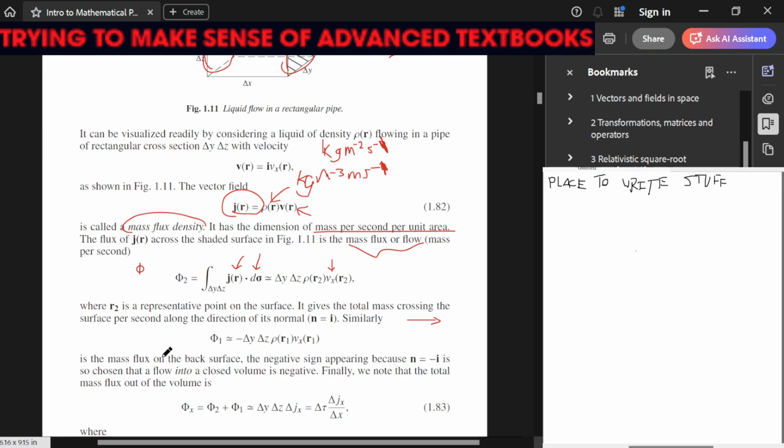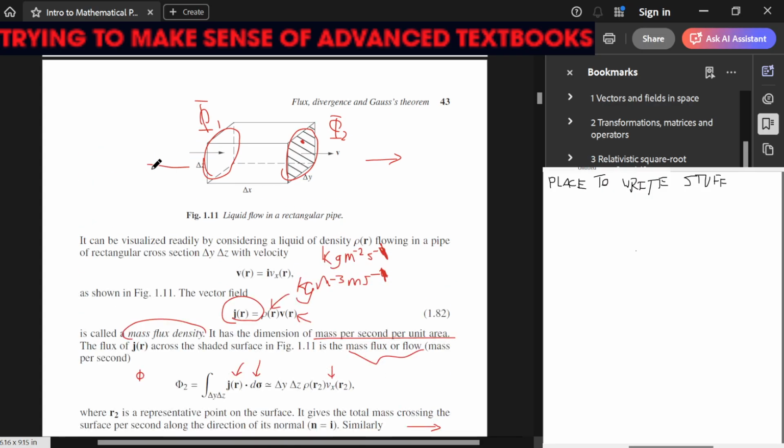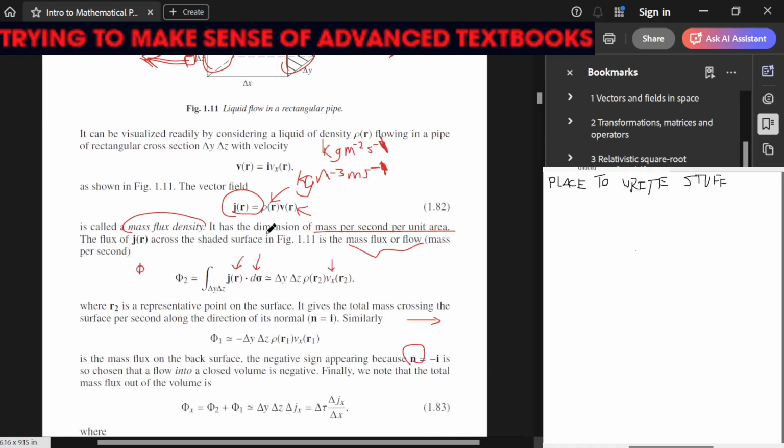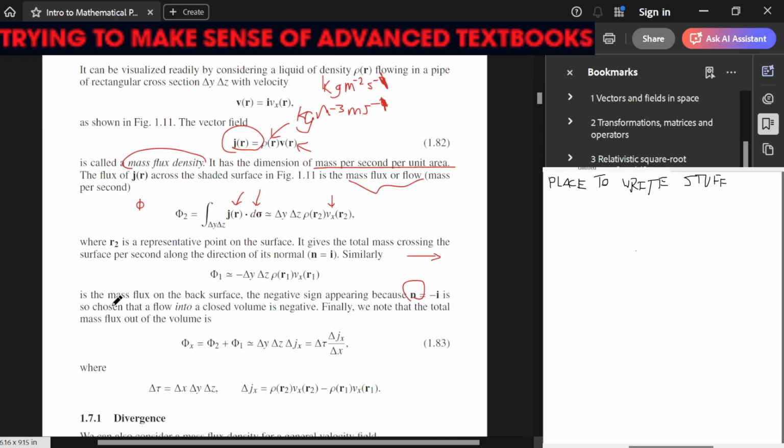This is the mass flux on the back surface. The negative sign appears because the normal is facing this way now. The surface element's normal is chosen to be this way, so chosen that a flow into a closed volume is negative.